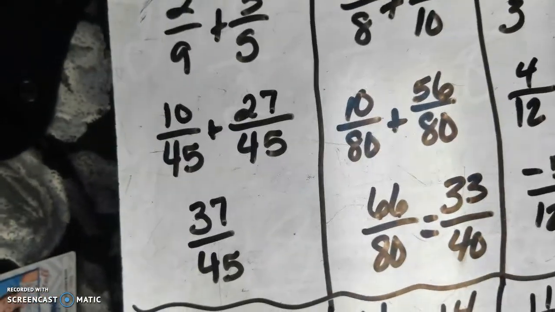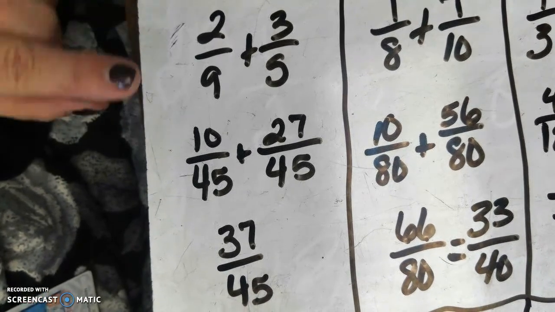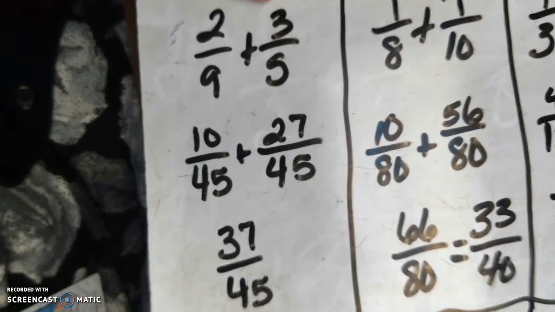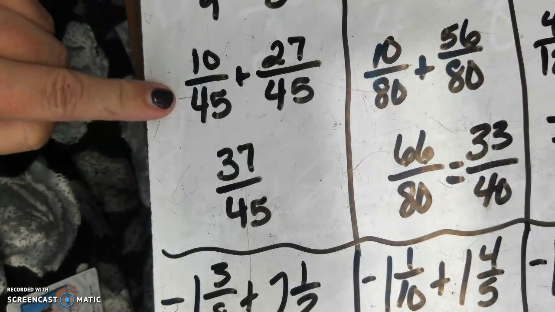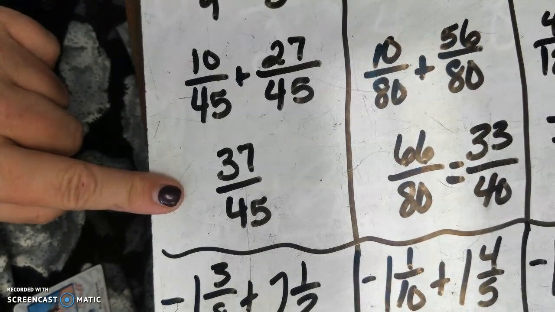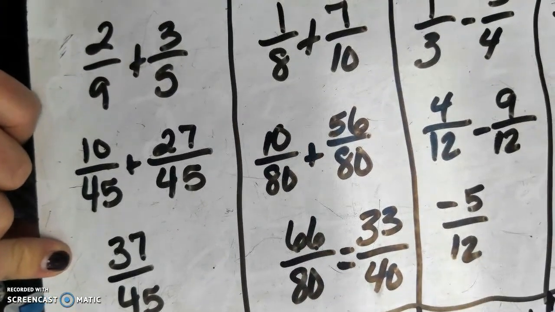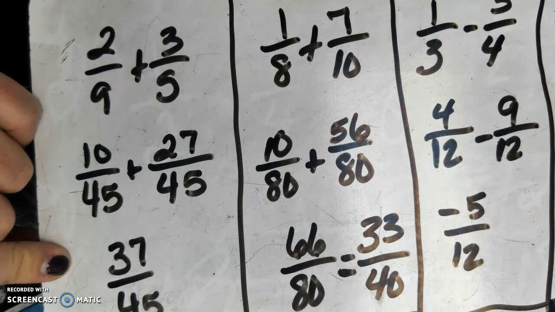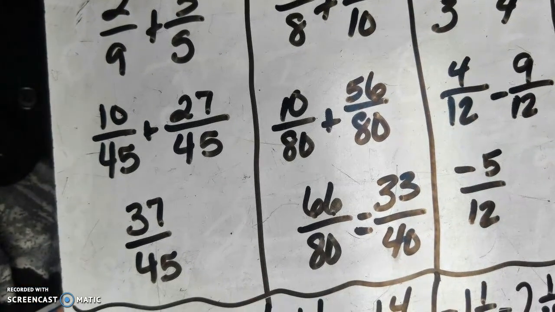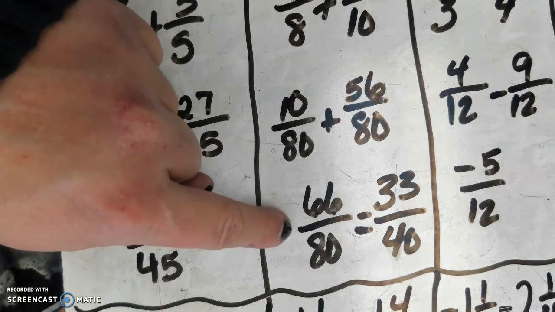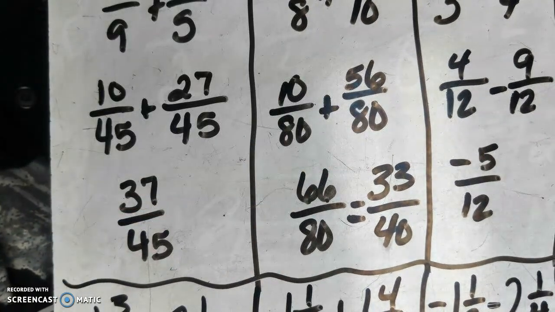So it's kind of hard here. I don't have a ton of room on my desk. So problem number 1 was the 2/9 plus the 3/5. Okay, common denominator here was 45. Answer should have been 37/45. Okay, problem 2. 1/8 plus 1/7. Common denominator here was 80. Okay, solve that down to get 66/80. Reduce to get 33/40.